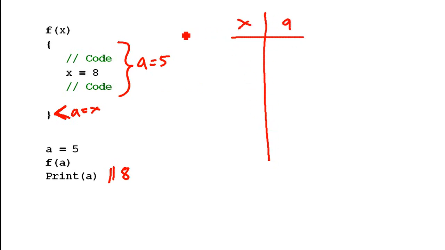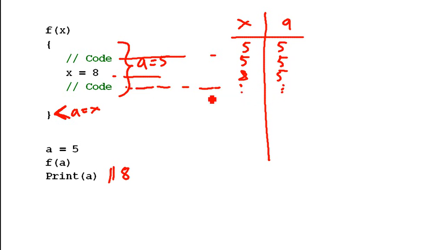But let's write a tracing table. So we have x that is set to 5 and a is still 5, and then we have some code here and x is still 5 and a is still 5, and then we set x to 8, so x gets 8, a is 5, and we have a lot of other running code here, so x stays 8 and a stays 5, and at the very end, when the brace is closing, a is set to 8, and this is the reason why at this point here, a is 8, and we print 8.